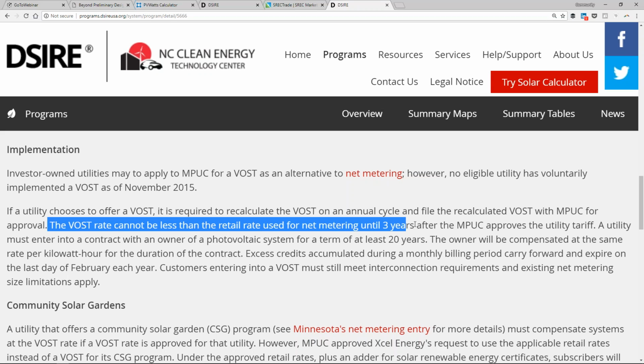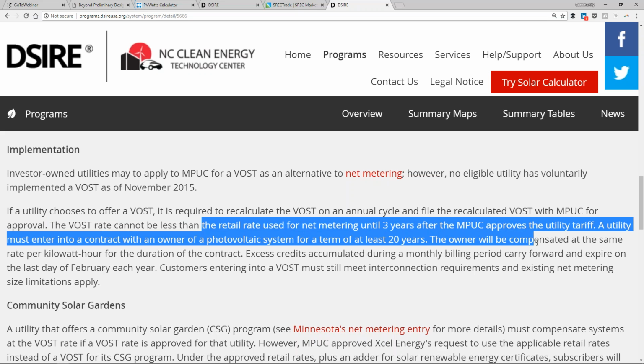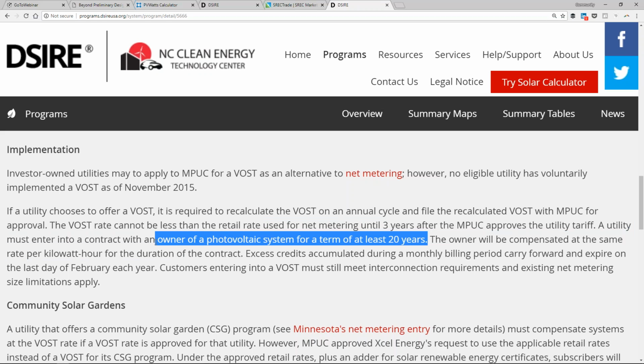And what Minnesota did is their value of solar tariff was kind of interesting. They said it cannot be less than retail net metering for 3 years, but it can be a 20-year contract. So initially, the value of solar tariff has to be retail price, but eventually it can drop down below retail price. That's just for Minnesota.